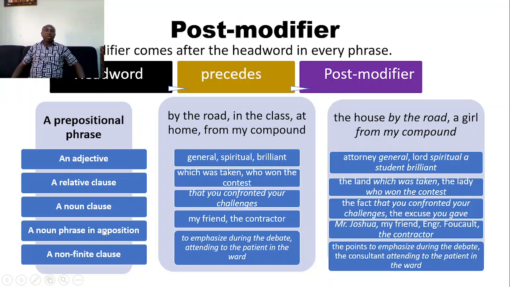Beside that, we have a noun phrase in apposition functioning as post-modifier. My friend, the contractor. Let's look at the example: Mr. Joshua, my friend. My friend here post-modifies the noun Mr. Joshua by standing in apposition to it. Engineer Fakorede, the contractor. The contractor, which is a noun phrase, post-modifies the engineer by standing in apposition to it.